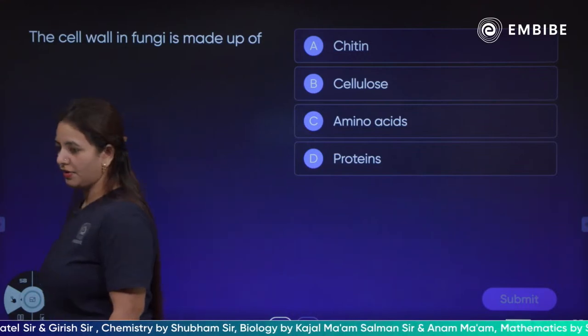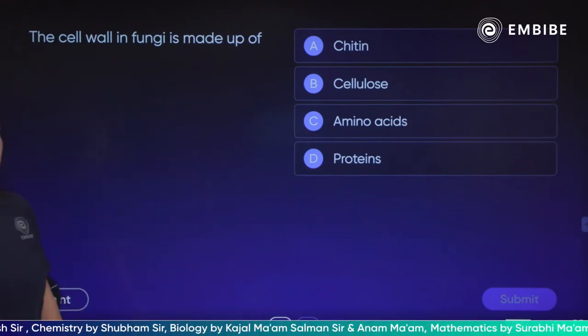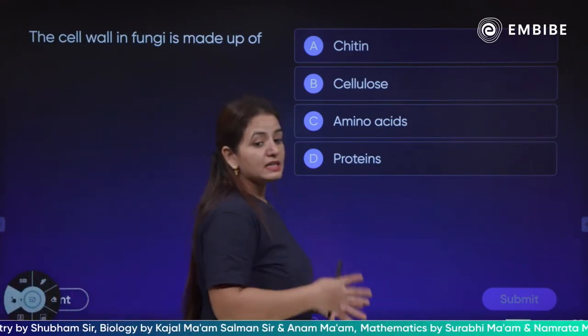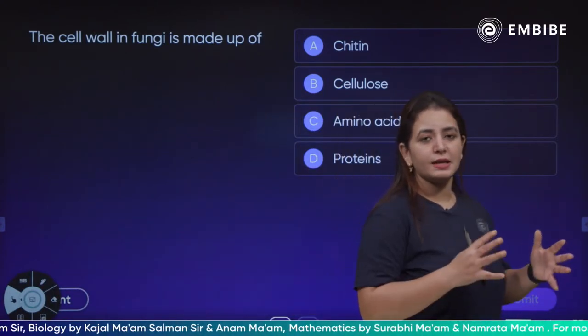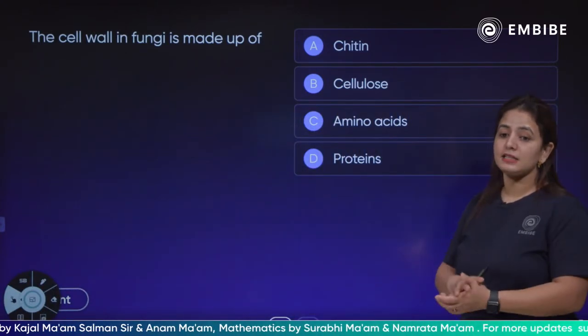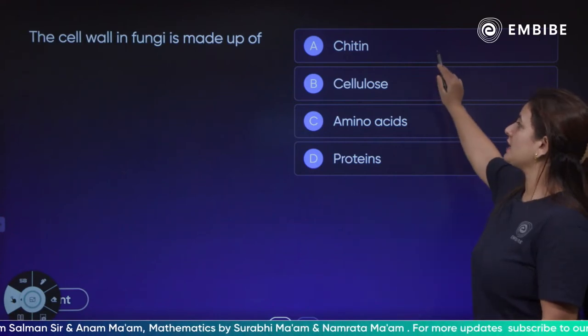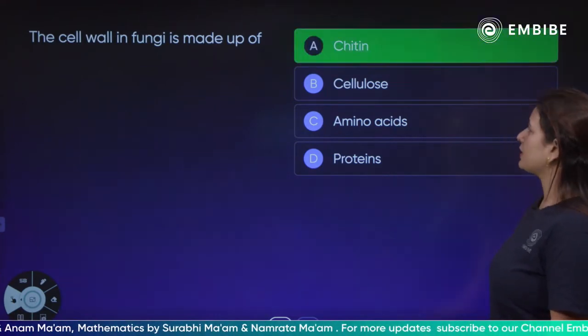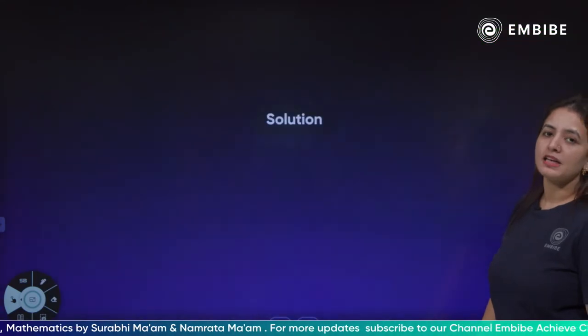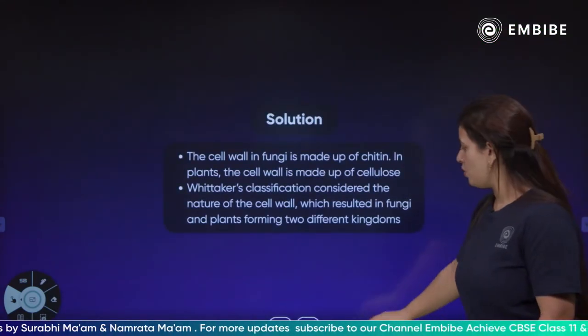the cell wall of fungi is made up of, you know, that was a major reason why fungi was basically kept in a separate kingdom, because the plant cell wall is made up of cellulose and the fungi cell wall is made up of chitin, and yet fungi is completely heterotroph.